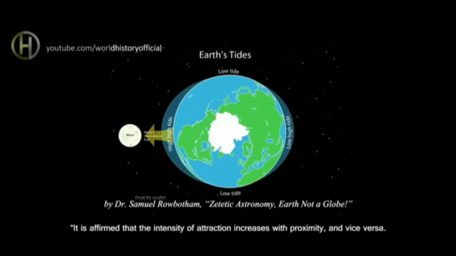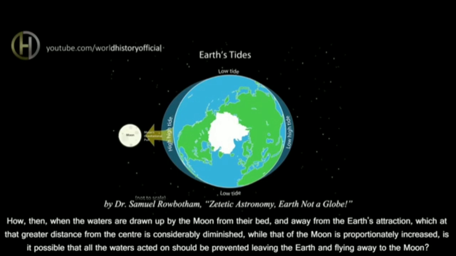It is affirmed that the intensity of attraction increases with proximity, and vice versa. How? Then, when the waters are drawn up by the moon from their bed, and away from the Earth's attraction, which at that greater distance from the center is considerably diminished, while that of the moon is proportionately increased, is it possible that all the waters acted on should be prevented leaving the Earth and flying away to the moon?